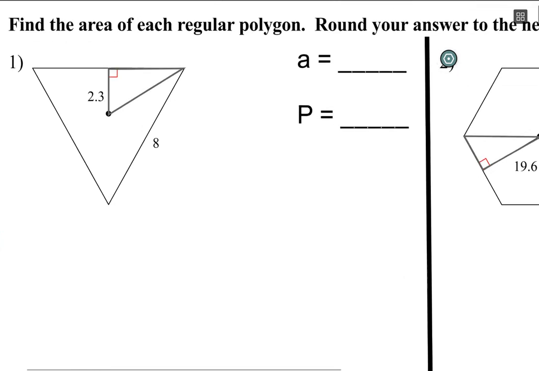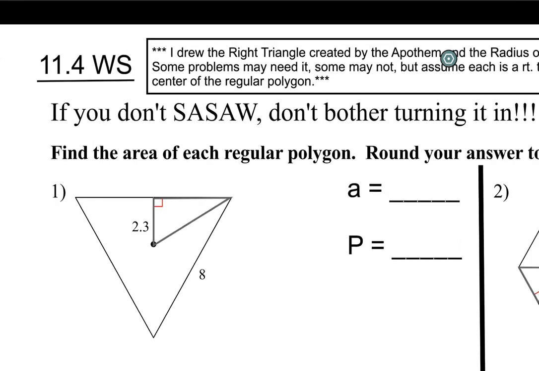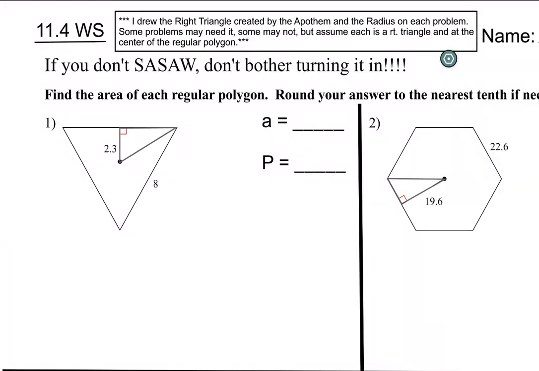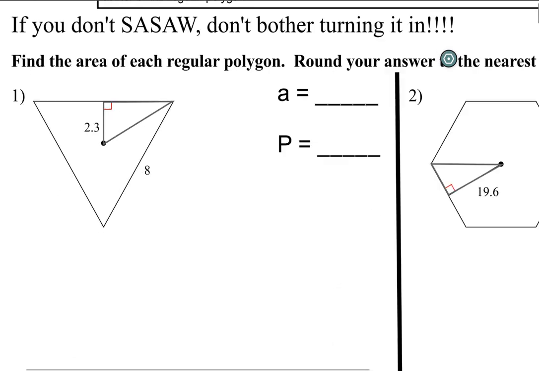First thing, what's been given to me? Well, actually, what should we always do first? We should probably read our directions, shouldn't we? Okay, it says, I drew the right triangle created by the apothem and the radius on each problem. Some problems may need it, some may not. But assume each is a right triangle and at the center of the regular polygon. And it also says, if you don't show all steps and work, don't bother turning it in. We're going to find the area and round to the nearest tenth.